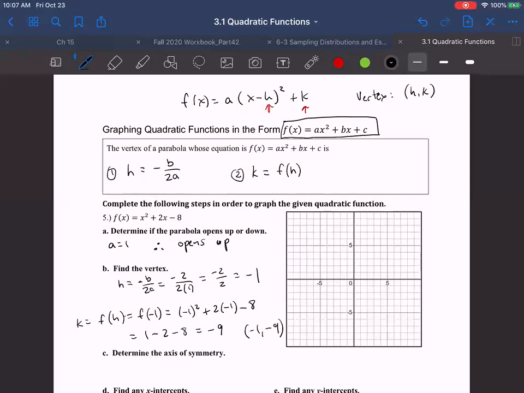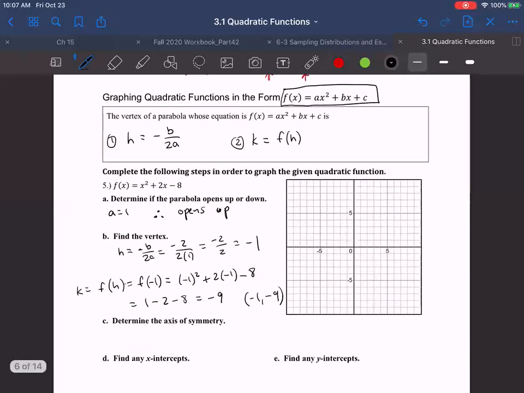Now we can move on. It says, determine the axis of symmetry, just like we were doing before. Same exact thing. We take our vertex, pick out that x coordinate, and just write x equals negative 1. There's our axis of symmetry.